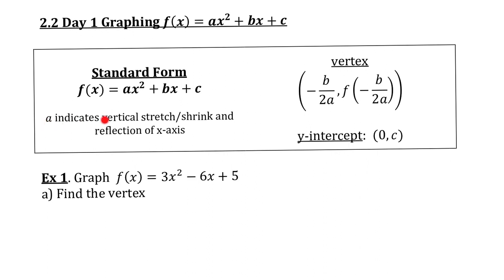The a value still indicates whether there's going to be a vertical stretch, a shrink, or a reflection over the x-axis. Okay, to find the vertex in standard form, to find the x-coordinate or the h, we do negative b over 2a. To find the y-coordinate, we take our negative b over 2a and we plug it back into the original equation. Other fun facts: the y-intercept is going to be the c value, and that's because if I plug x as 0 in here, I get a times 0 plus b times 0 plus c, which gives me c. So it'll always be that last number, just like slope-intercept form.